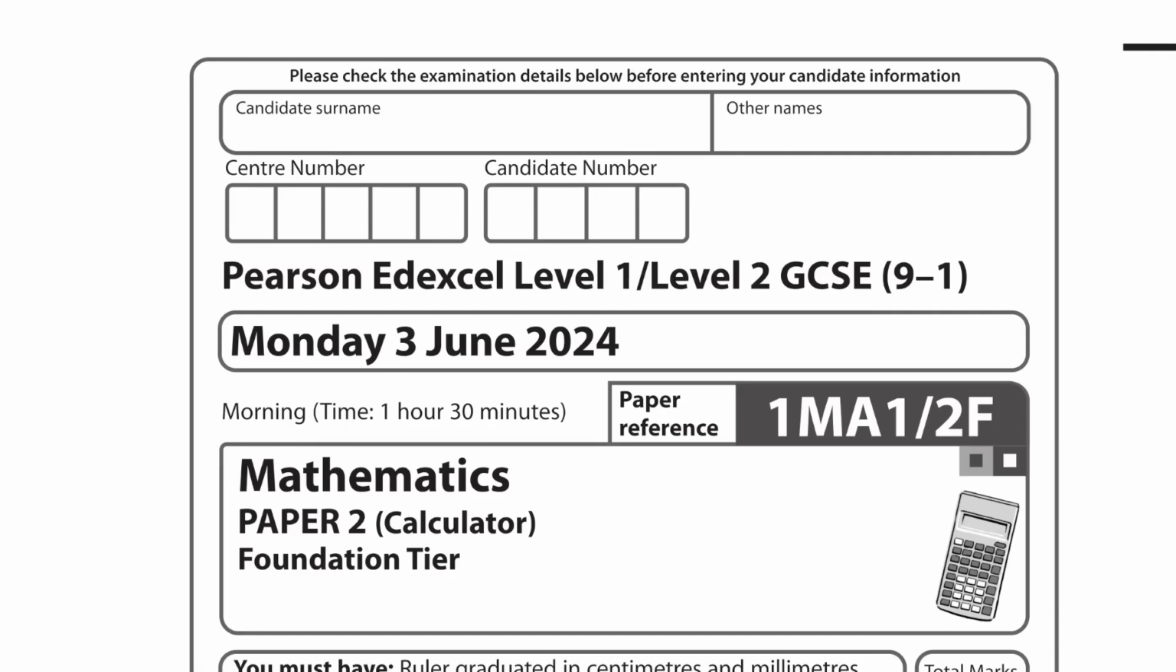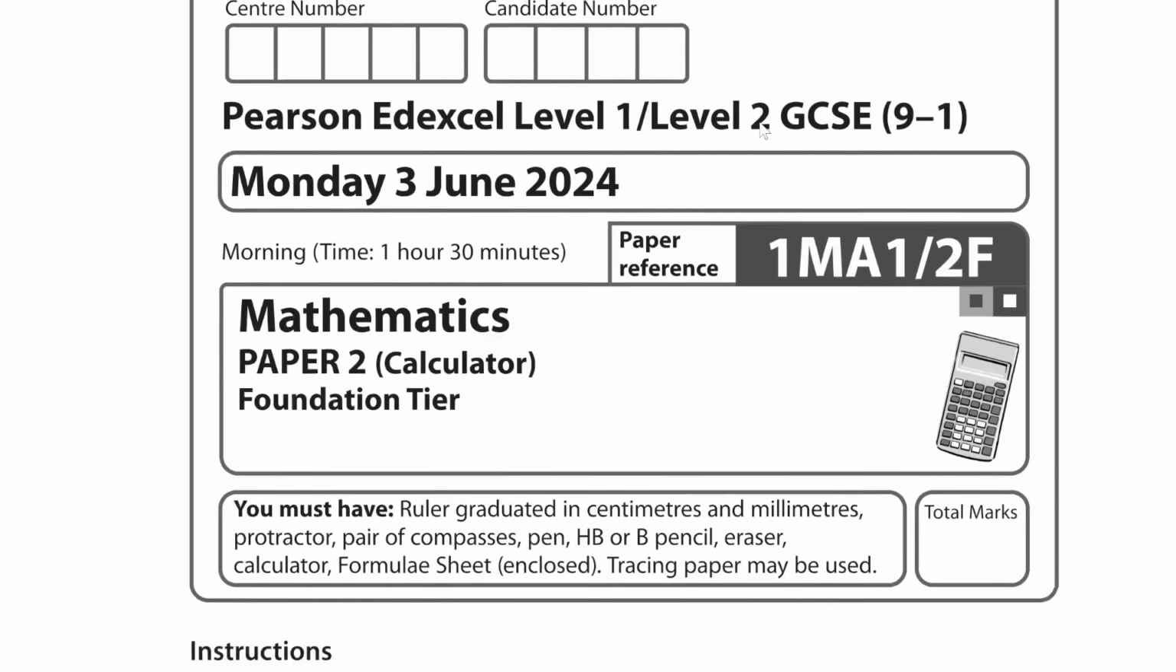This is the Edexcel Maths Paper 2 Calculator Paper Foundation from June 2024.